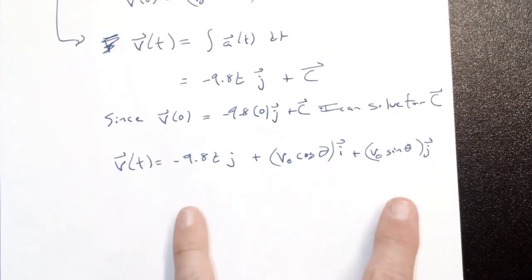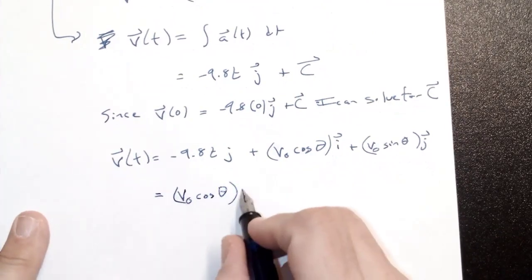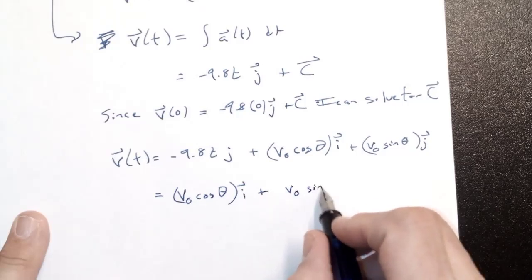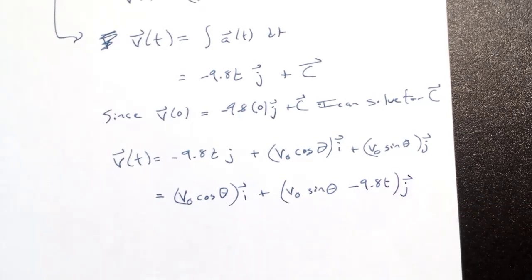I have two pieces that have j in them. Let's put those together. I now know the speed of this object and the velocity of this object at every point in time in its flight.